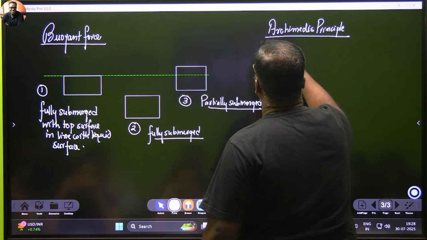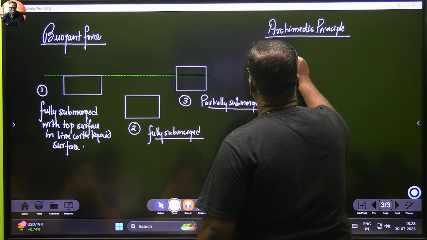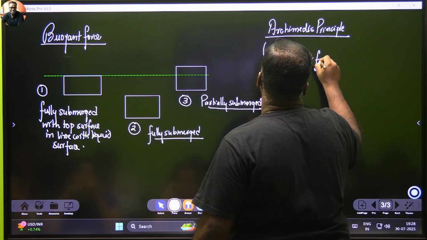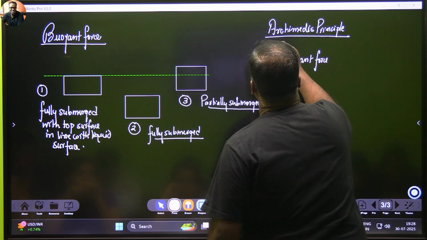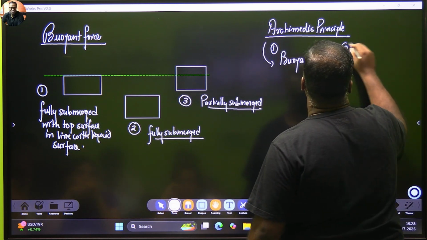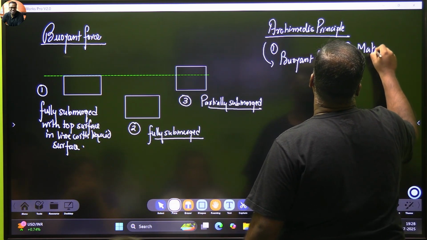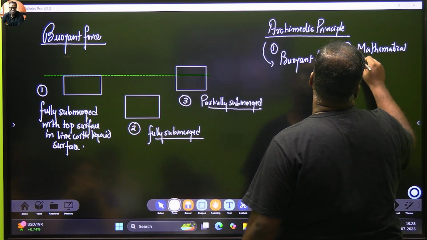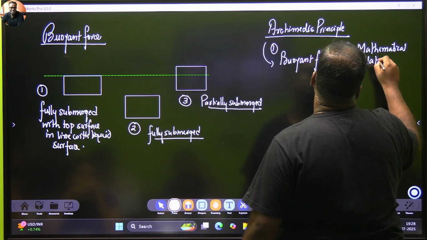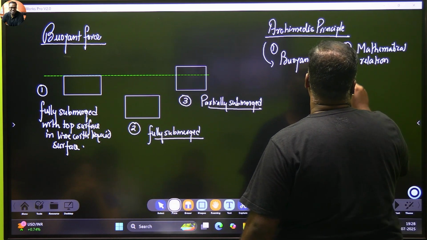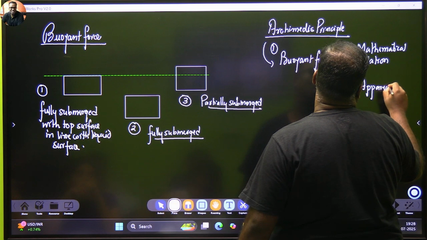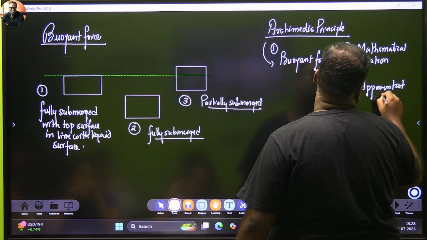Archimedes principle will give me exact clarification to three things. One is what is buoyant force. Second, it will give me the mathematical relation for buoyant force. Third, it will also talk about something called apparent weight loss.